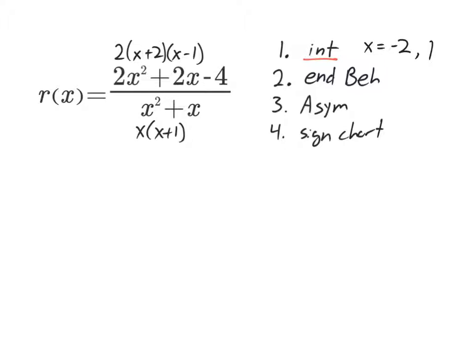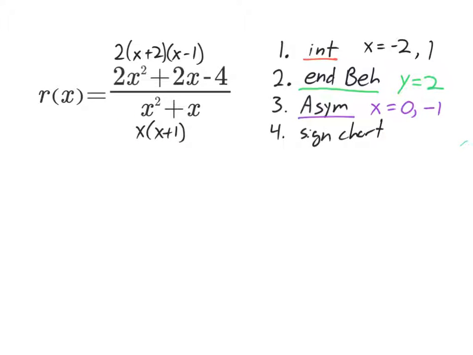Then I have end behavior. And if you remember, end behavior is going to be the horizontal asymptote here. So my end behavior is going to be 2x squared divided by x squared, which ends up being 2. So it's going to be a horizontal asymptote at y equals 2. My vertical asymptotes are going to be where the bottom is 0, and that's going to be x equals 0 and negative 1. I got that from right here.